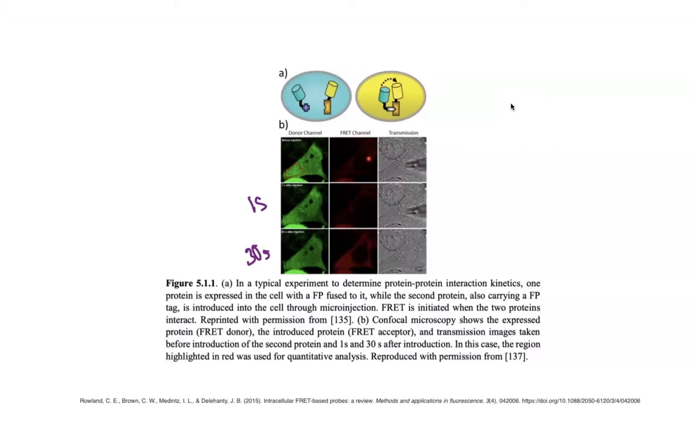What would you expect to see if the two molecules are interacting? Yeah, you'd expect to see a decrease in the emission of your donor and an increase in the emission of your acceptor. And you can see that that's actually what's happening over time, as you start interacting, you're getting a decrease in the donor channel and an increase in your FRET channel.